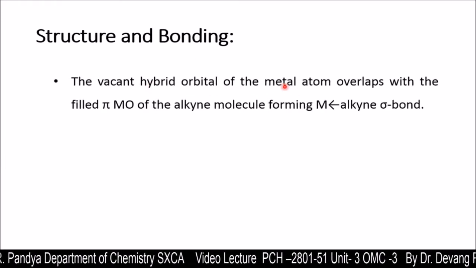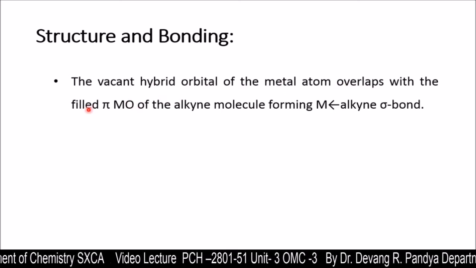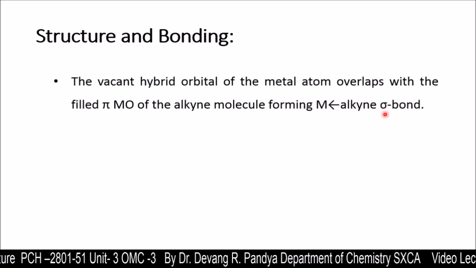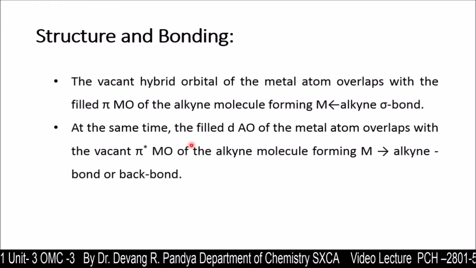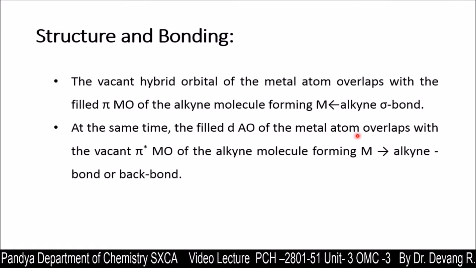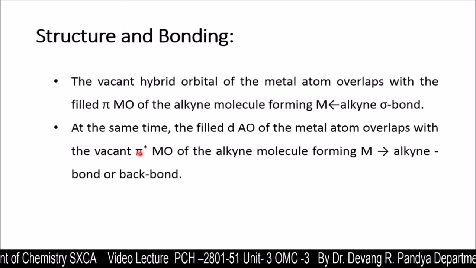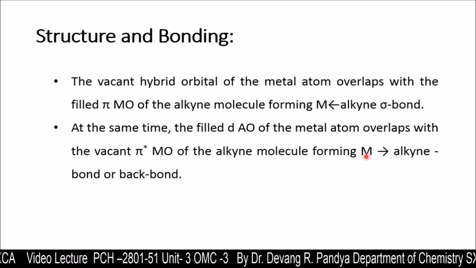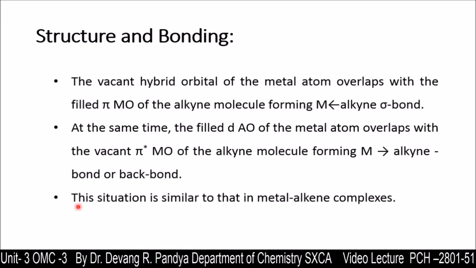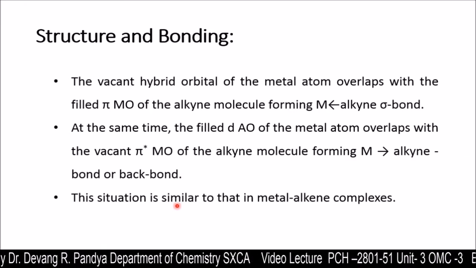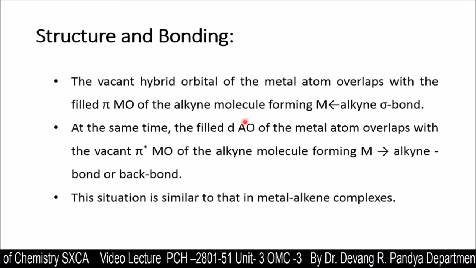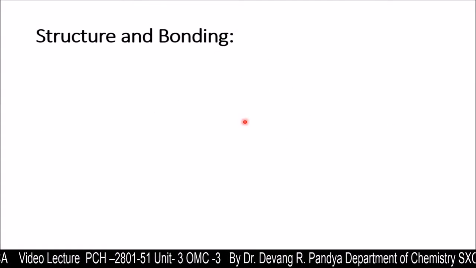The vacant hybrid orbital of the metal atom overlaps with the filled pi MO of the alkyne molecule, forming alkyne to metal sigma bond. At the same time, the filled d atomic orbital of the central metal atom overlaps with the vacant pi star MO of the alkyne molecule, forming the metal to alkyne back bonding. That is a synergistic effect, you can explain it that way. This situation is similar to that in the metal alkene complex. Here the similarity would be there, and where it differs, that we have already explained in the compare and contrast.